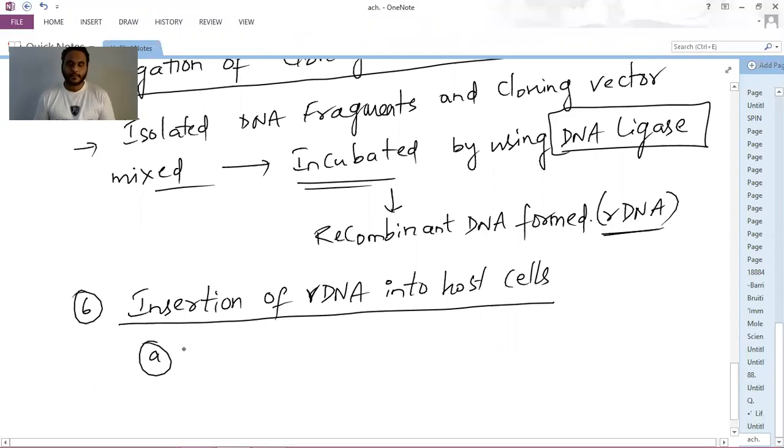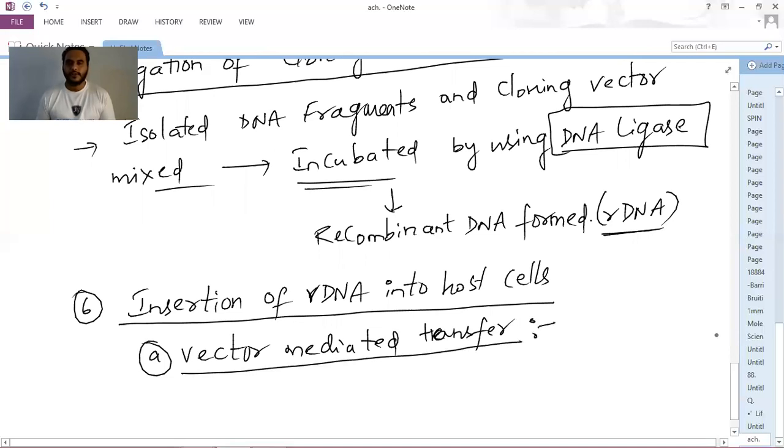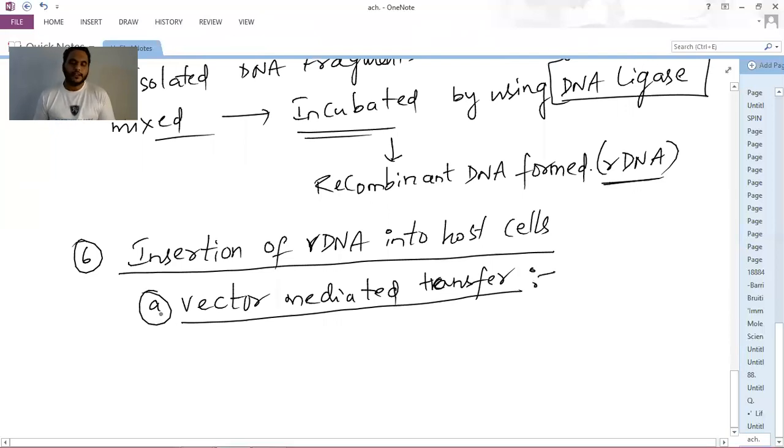The first method is the vector mediated transfer technique. This vector mediated transfer applies if the host cell is a bacteria. Suppose you want to transfer rDNA into a bacteria. The host cell is a bacteria.